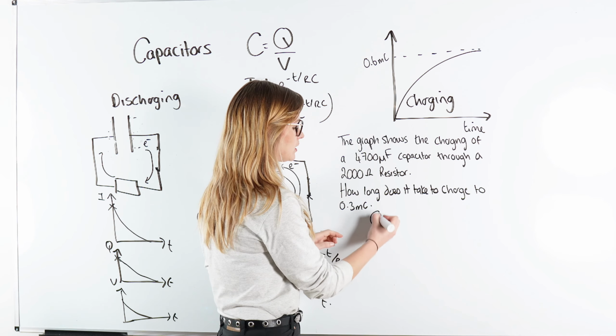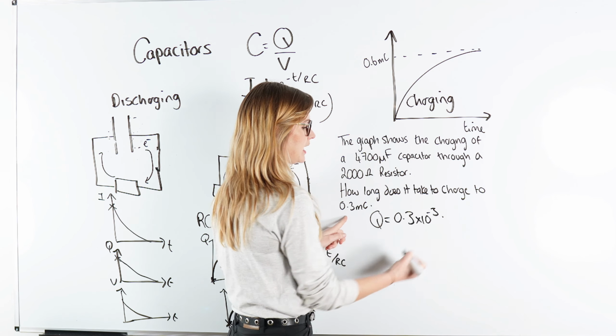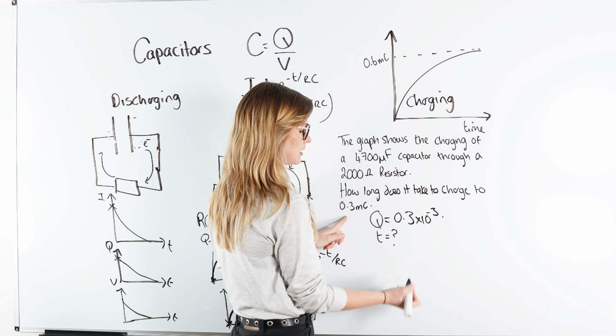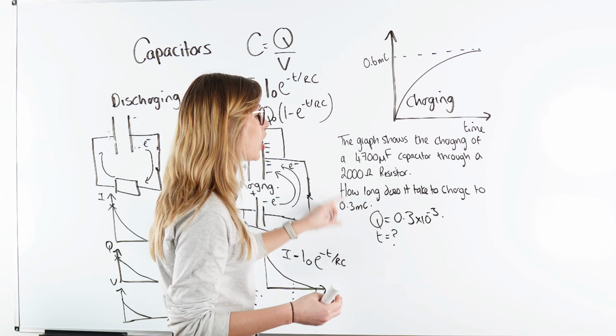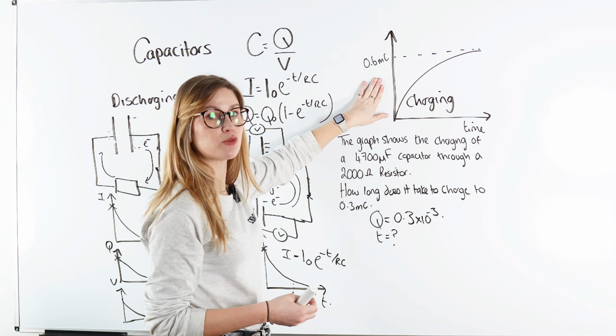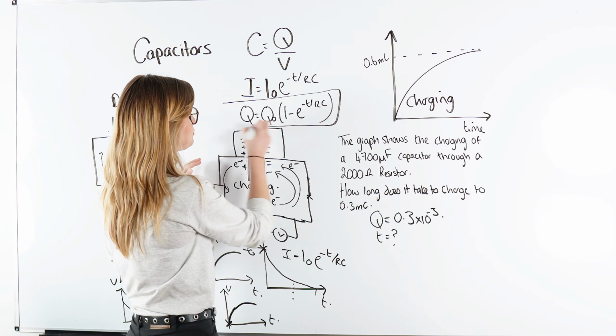So I want to know how long in time it takes to get to 0.3 millicoulombs, so times 10 to the negative 3. And I'm trying to figure out what time that takes. So clearly I have to look at my formula sheet to see how charge varies with time when I'm charging the capacitor up. And that's when you see this equation.